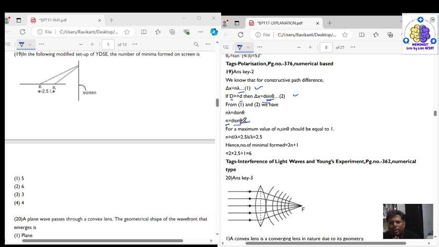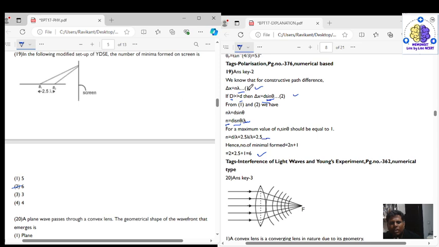So maximum value of sine theta is 1, so we get n is equal to d by lambda. So n is equal to d by lambda, that is 2.5 lambda upon lambda, which is equal to 2.5. Hence the number of minima formed is equal to 2n plus 1, so it will be equal to 6, right? So the correct answer for question number 19 is option 2. Correct answer is option 2, right?